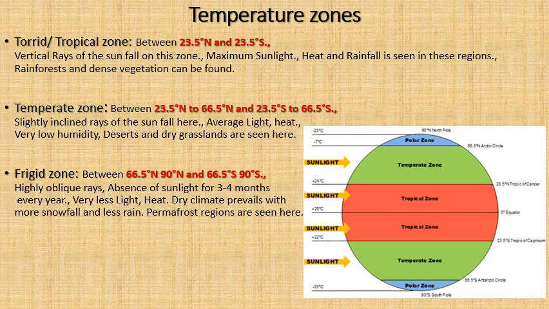There will be 3 to 4 months when the North Pole is facing the sun, the South Pole will not face the sun, and the same happens oppositely. Very less sunlight, heat, dry climate prevails here. More sun, more snowfall and less rain. Permafrost regions are seen here. The meaning of permafrost is permanently frozen regions are seen.